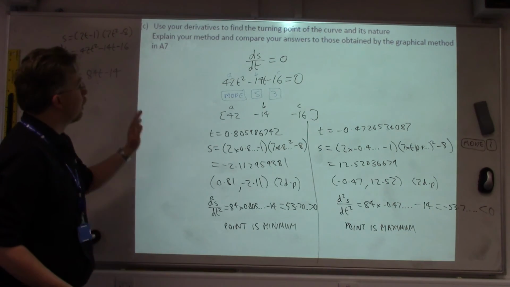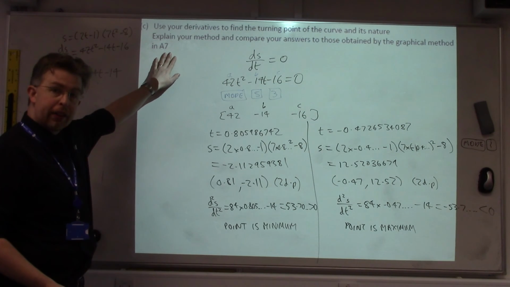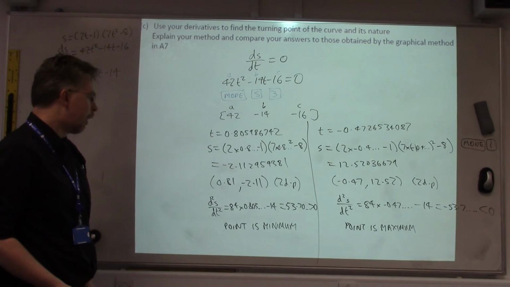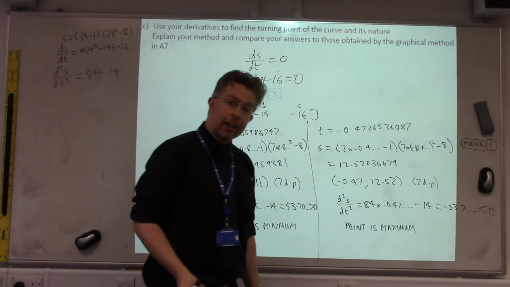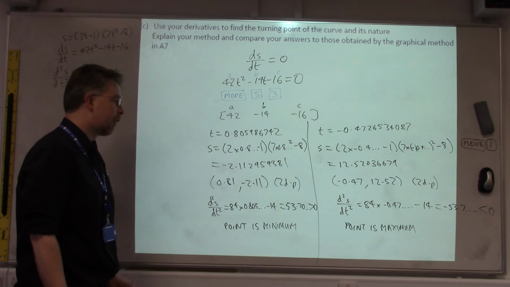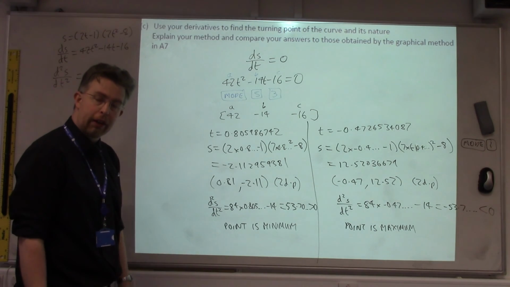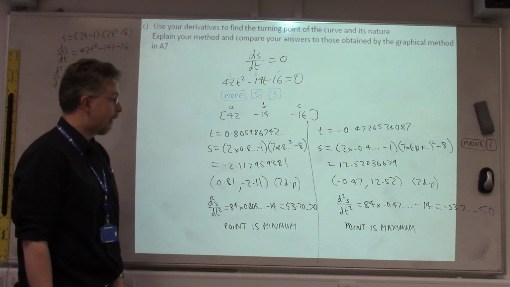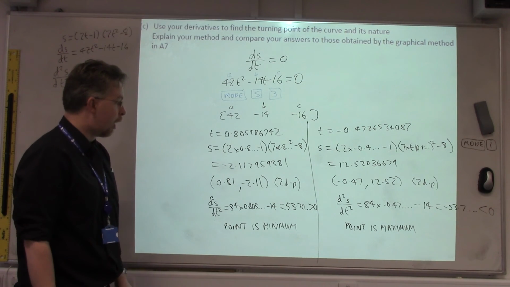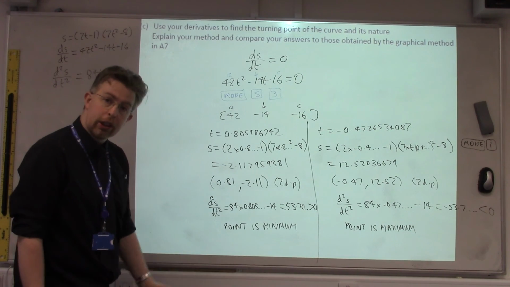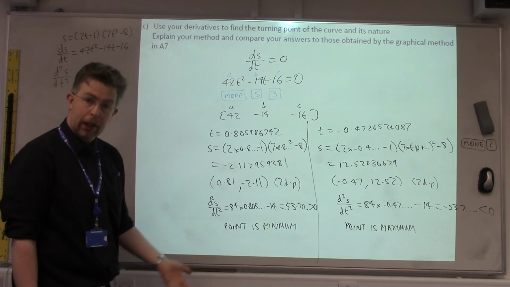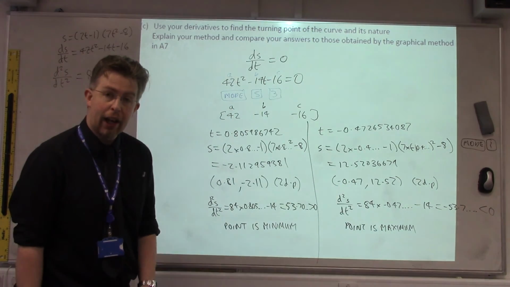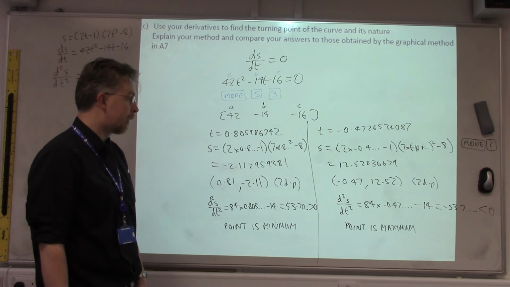Now, to get the merits and distinctions, you need to compare your answers to those obtained by the graphical method in A7. So these are the proper answers. Your A7 answers are only estimates. So again, if they're close, you would say your graphical method answers were good. If they're further away, then they're not good. Again, it doesn't matter how good your estimates were in A7, as long as you make the right comment. So these are the right answers. Say how good your estimates are in comparison to that.